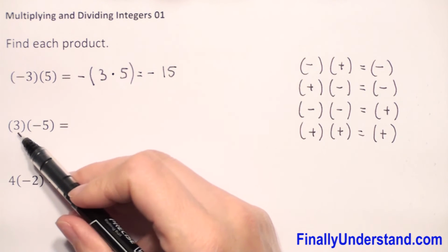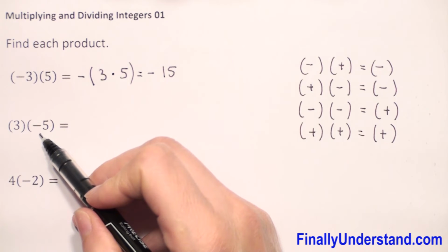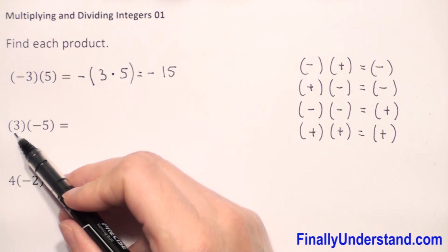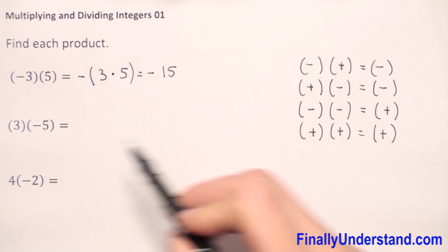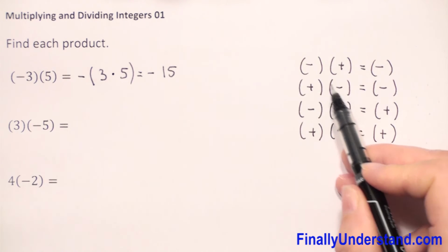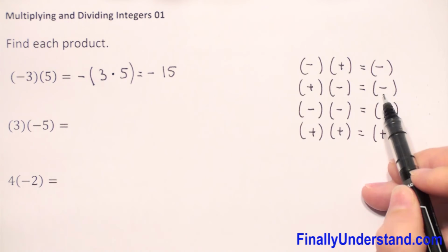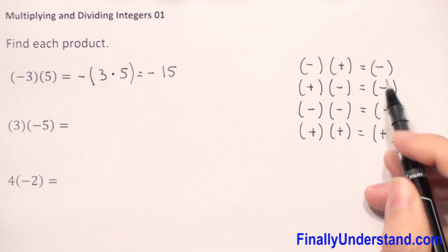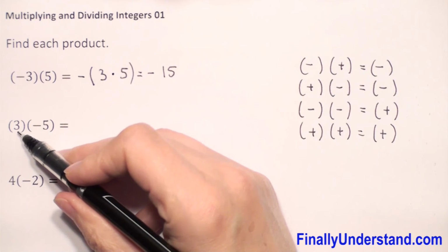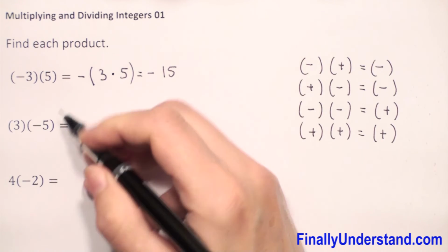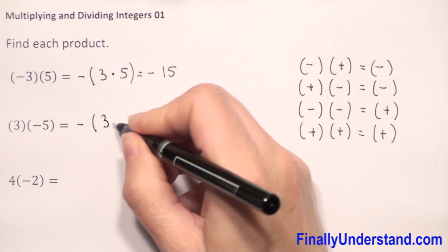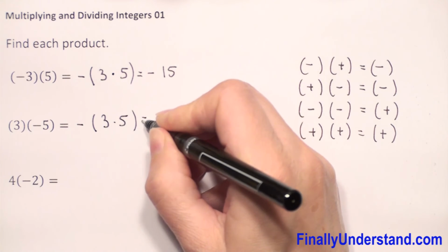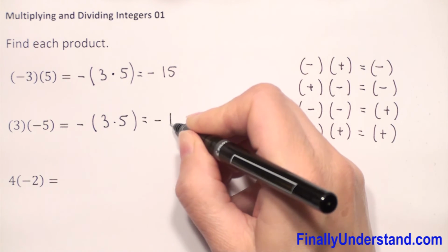Next example, we have 3 times -5. So now I have first a positive number times a negative. Also positive times negative or negative times positive is always negative. So positive times negative gives me negative, and I have to just multiply 3 times 5. So this is -15.